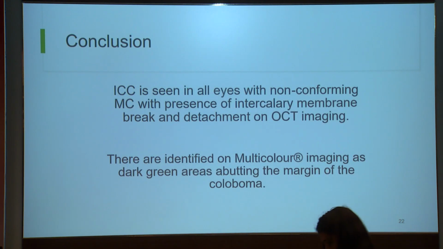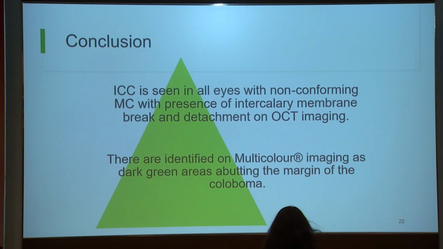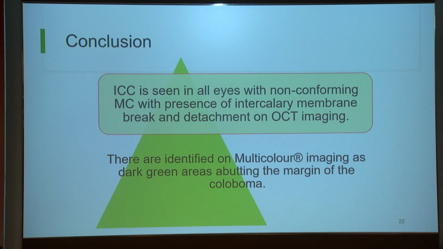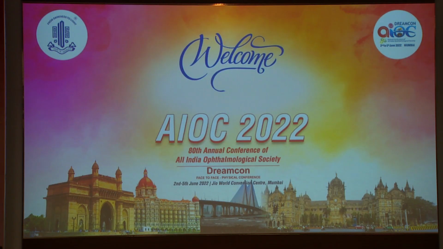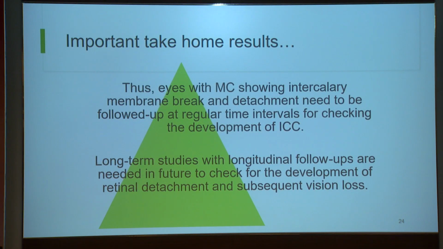So in conclusion, we can say that ICC is seen in all eyes with non-conforming macular coloboma with the presence of intercalary membrane break and detachment on OCT imaging. These are identified on multicolor imaging as dark green areas abutting the margin of the coloboma. The limitation of the study was lack of information on long-term changes in eyes with or without ICC, and the take-home result is that eyes with macular coloboma tend to show intercalary membrane break and detachment and need to be followed up at regular intervals for checking the development of ICC. Thank you.